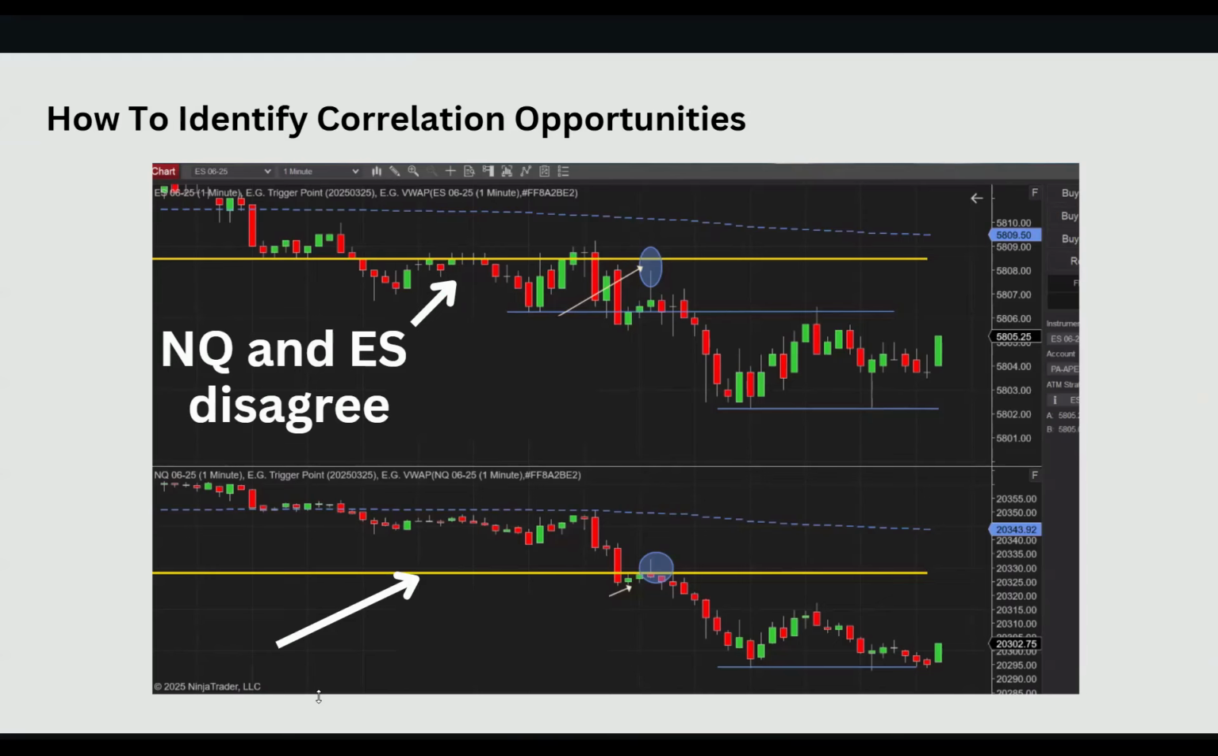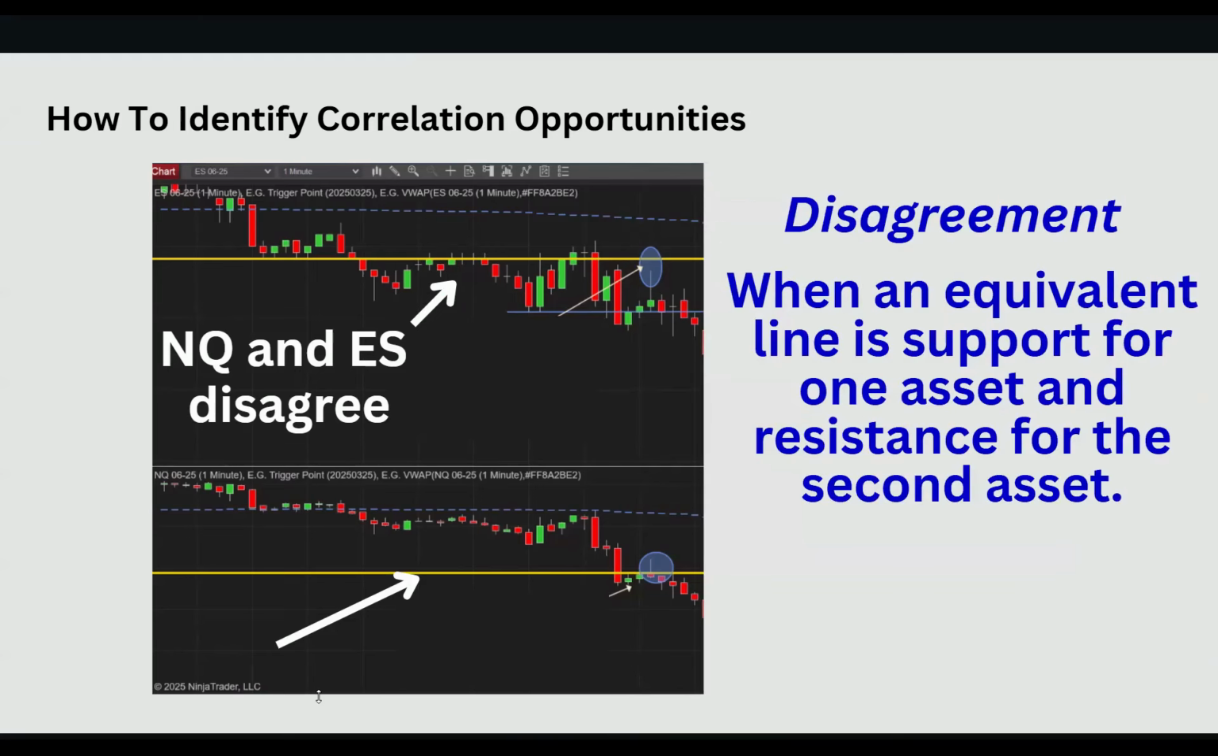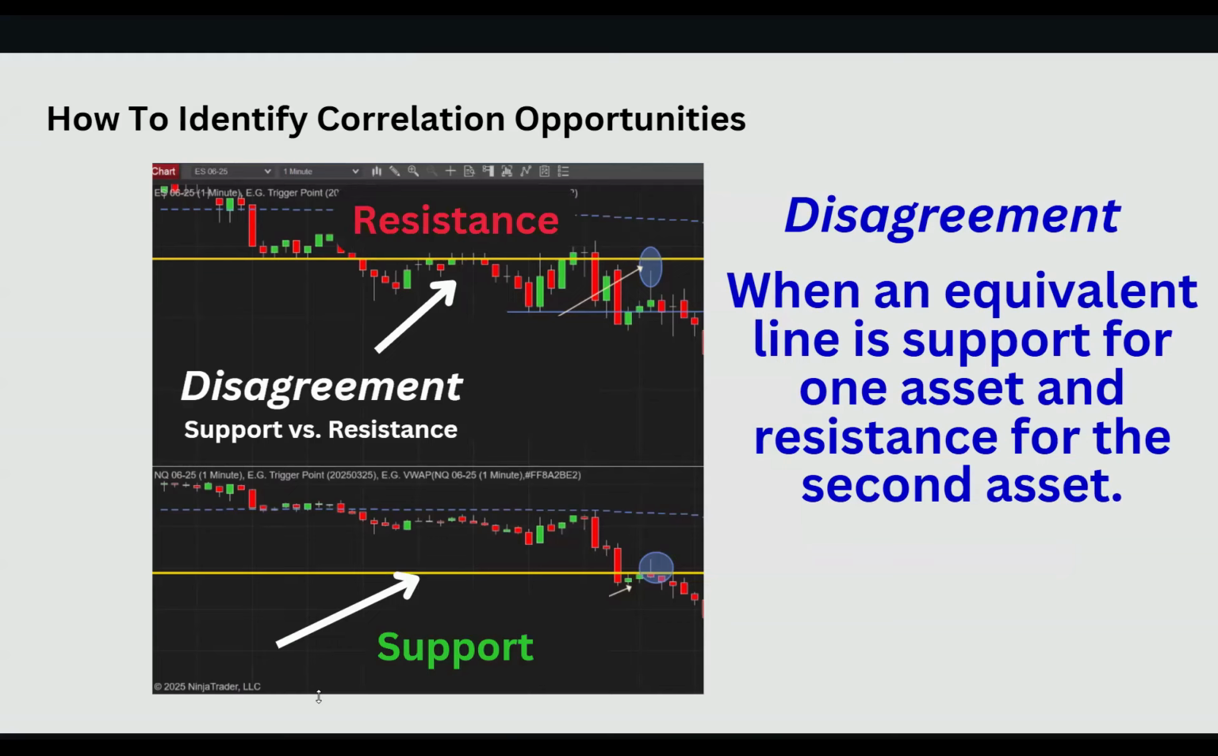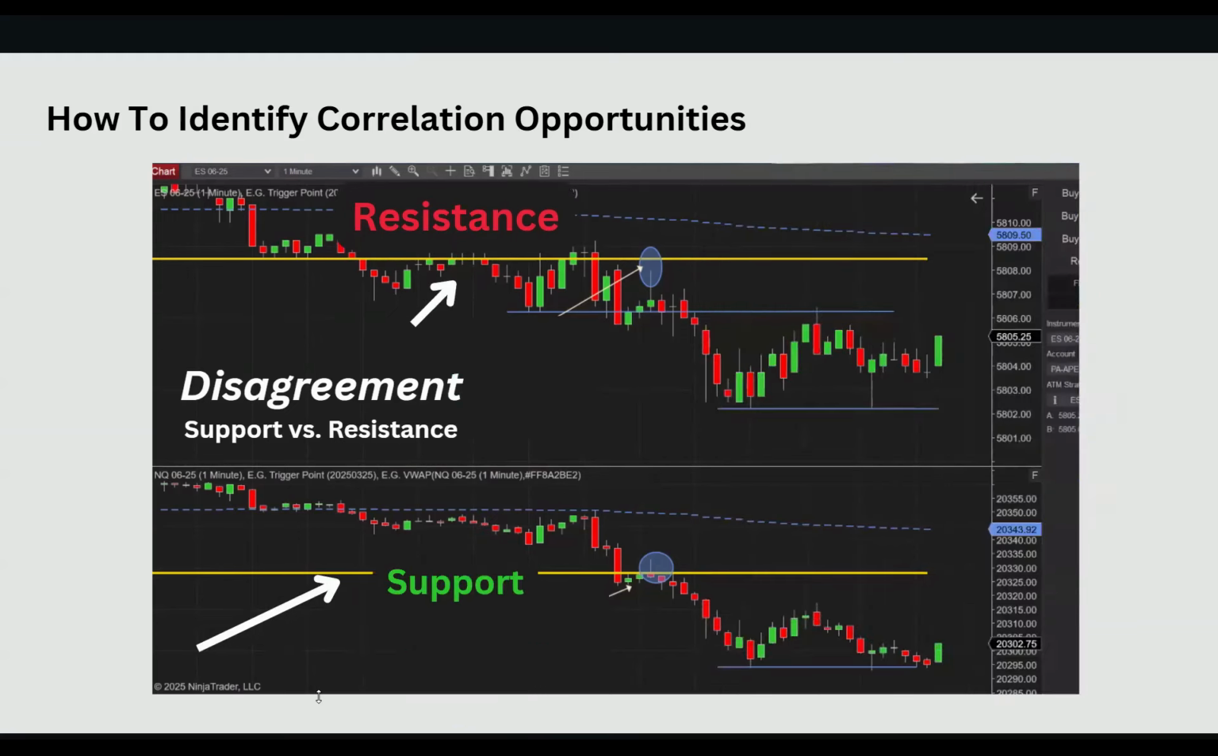So at this point, ES and NQ disagree. Remember this term, guys: disagreement. Disagreement for two correlated assets is identified when their equivalent line is support for the first asset and resistance for the second one. For ES resistance, for NQ support. So this is where the correlated assets disagree. Guys, when they disagree, one of them will break its level. Either NQ will break its support, like we see here, or ES will break its resistance.